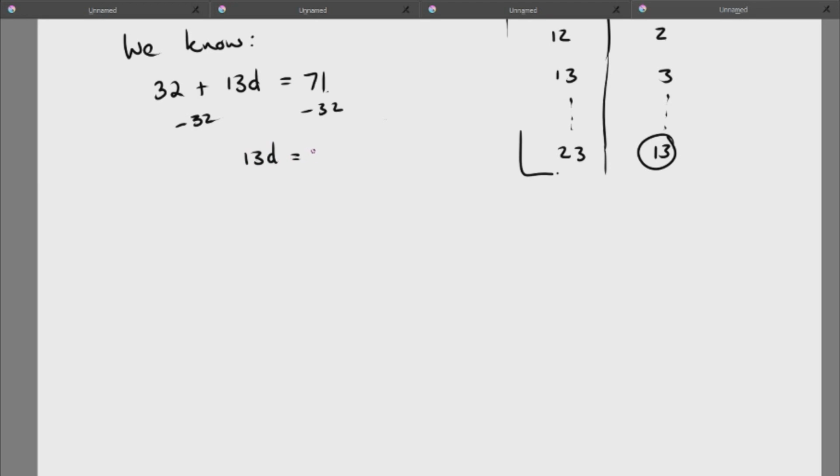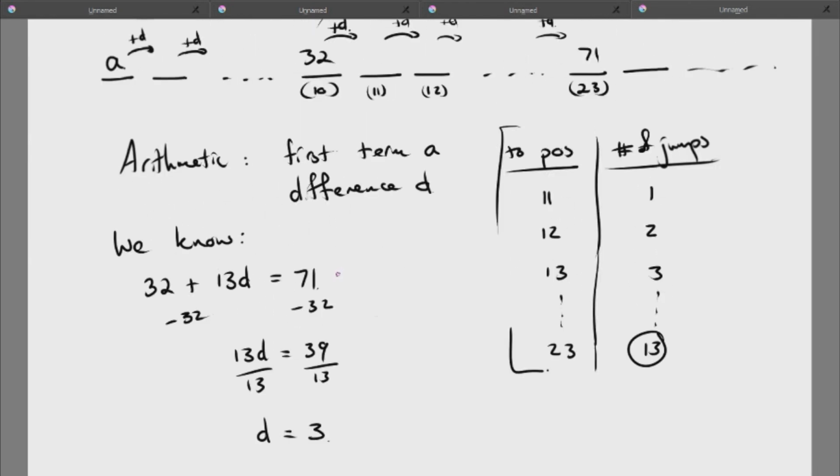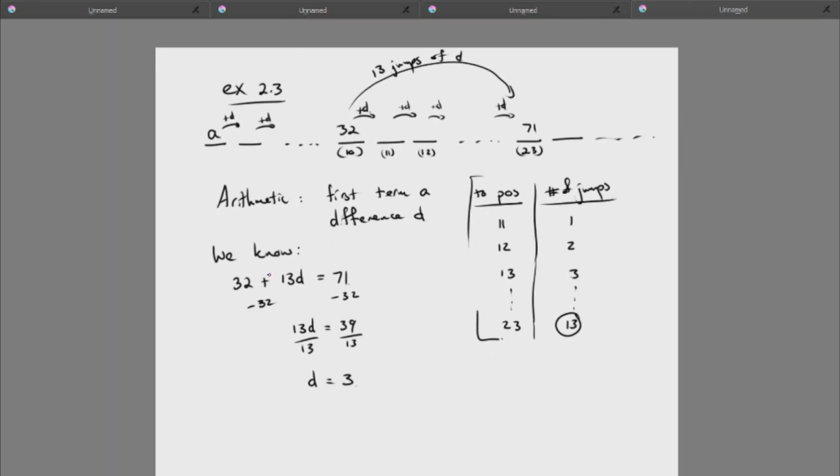13D is, and then you say, you have to say something. Yeah, 39. And then I divide by 13, of course, to get D alone as 3. So now I know the jumps that I'm making is size 3 jumps. And I can go and erase this and this and be a little bit more specific. I'm jumping by 3.